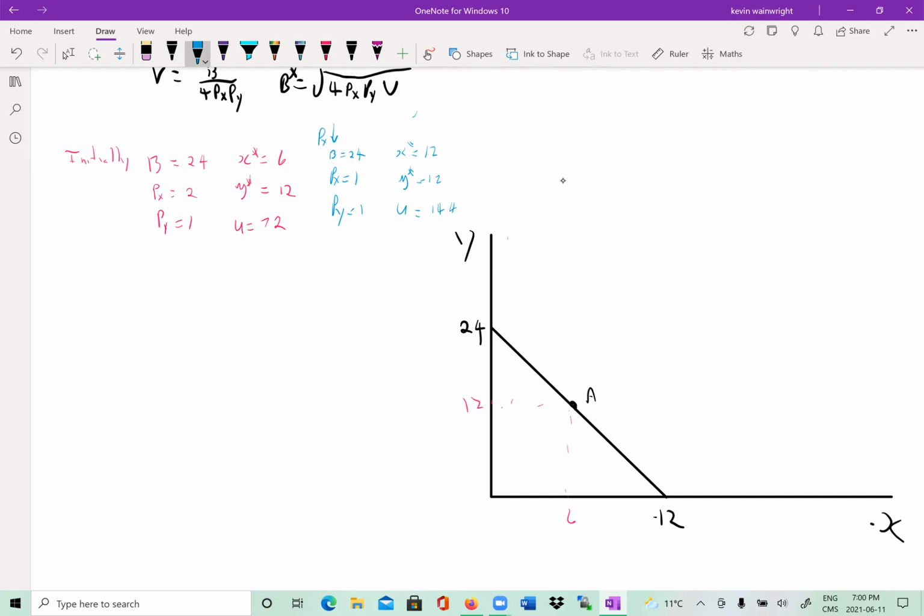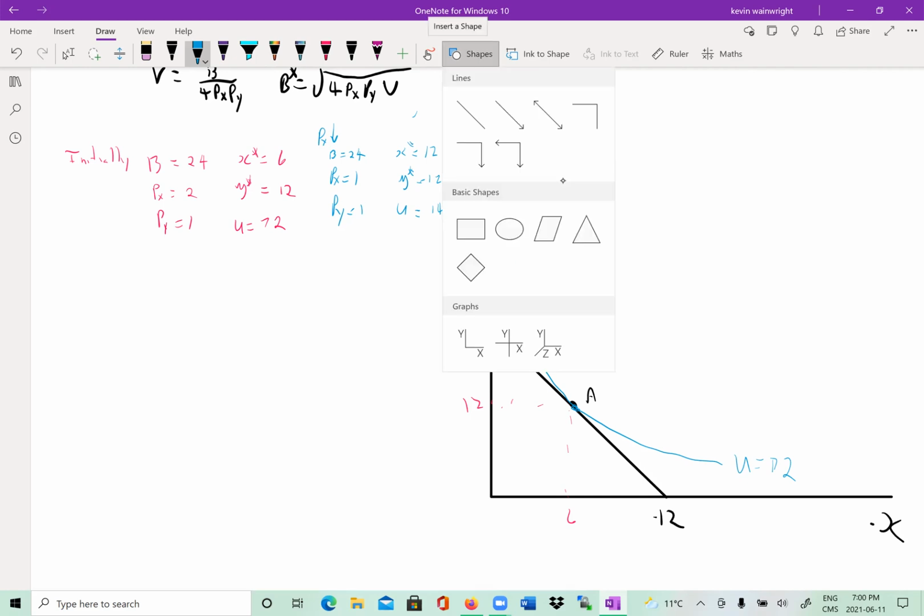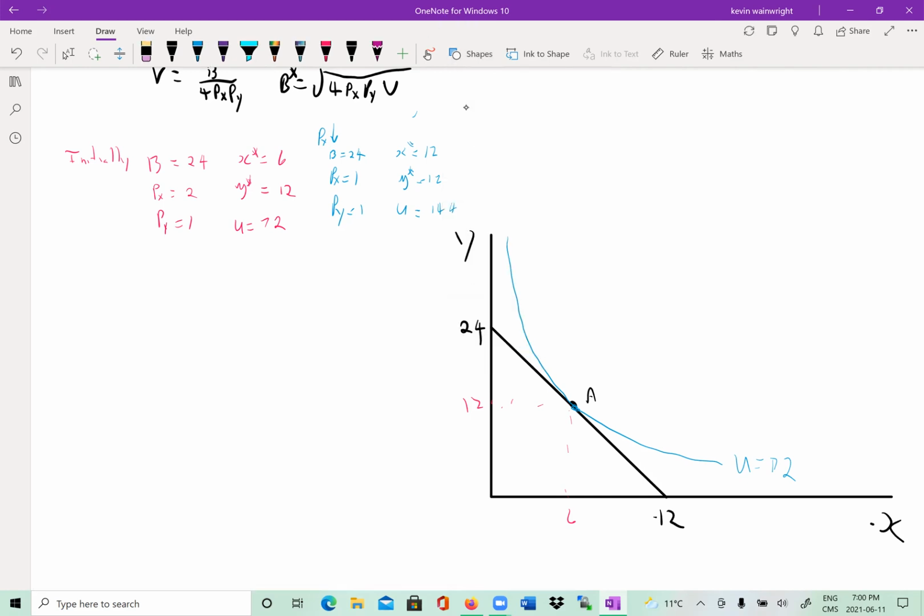And my indifference curve is tangent at 72. So I'm now maximizing my utility. Okay. Then the price of X falls from $2 to $1.